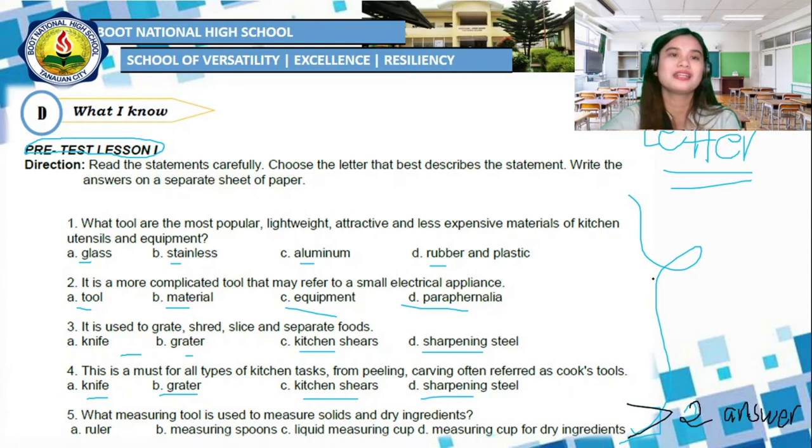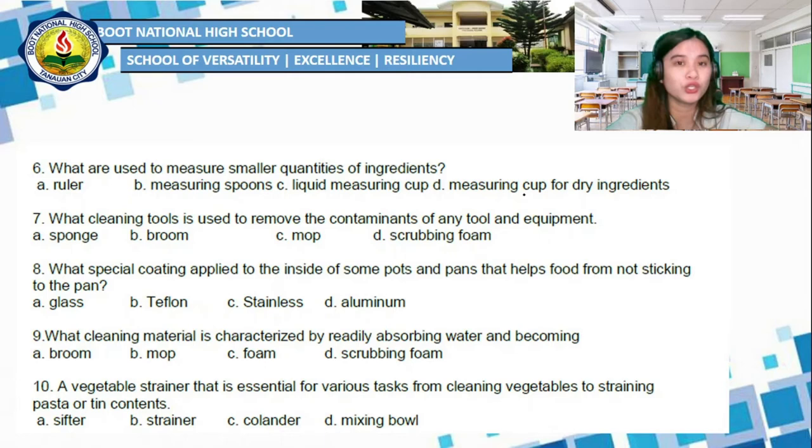Okay, now let's have number 6. What are used to measure smaller quantities of ingredients? A, ruler. B, measuring spoon. C, liquid measuring cup. D, measuring cup for dry ingredients.